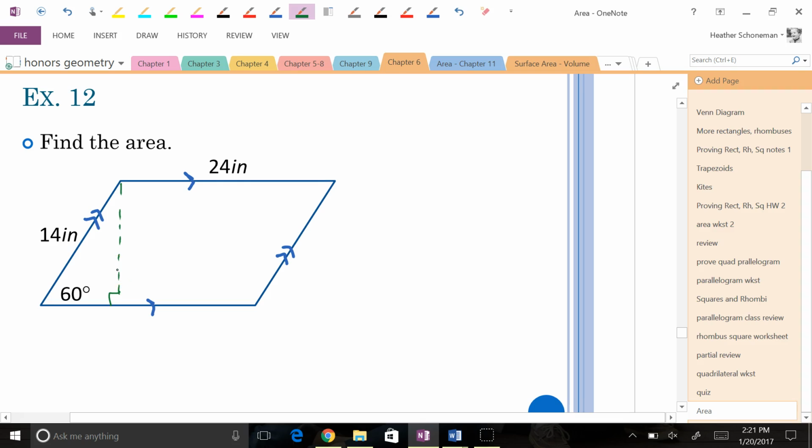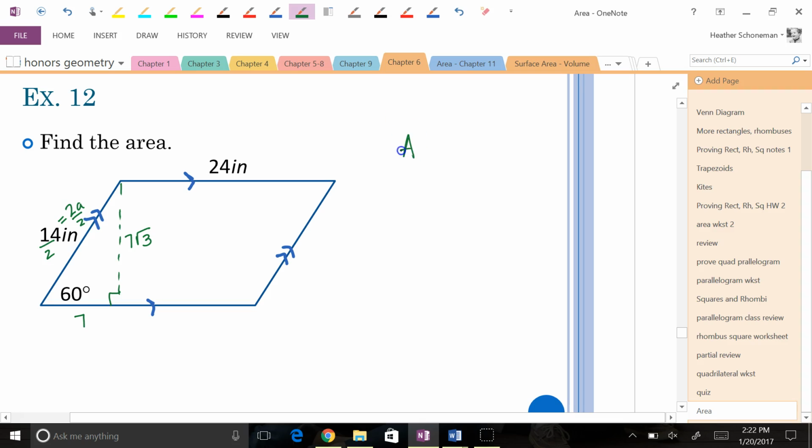Oh my goodness, look what happened again. We have a 30, 60, 90. So this is the long side, that's 2a. I divide by 2, so the short side is 7. Whatever the short side is, I'm going to multiply by radical 3 to get the medium side. So now I have the height.